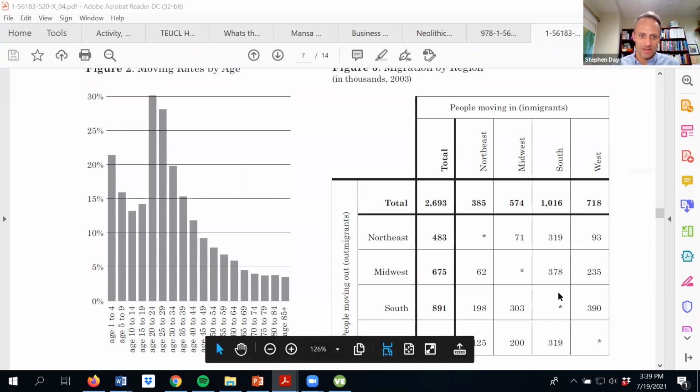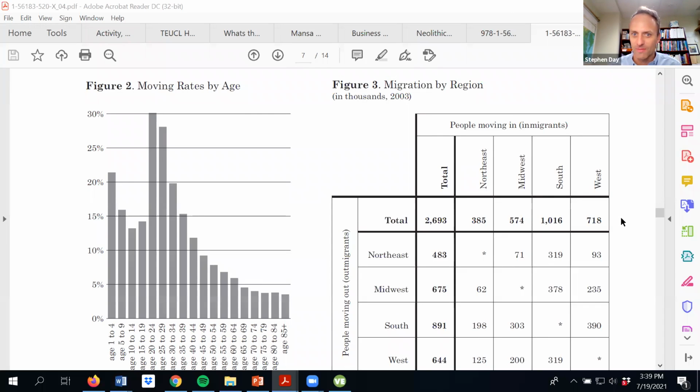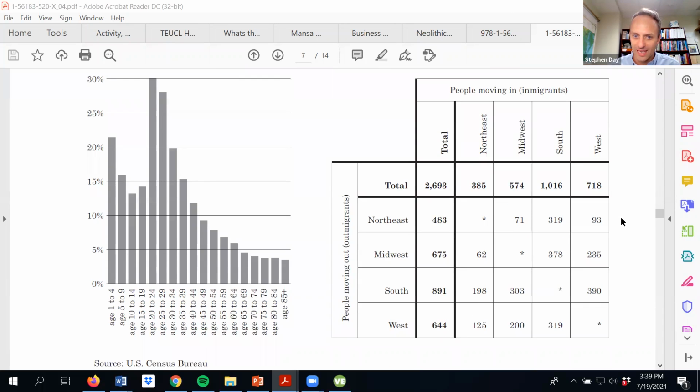And I expect many of you have similar stories. So what's going on with this graph on the right? Migration by region, in thousands, people moving in and out. Someone interpret this for me. Who's moving where by looking at this graph?